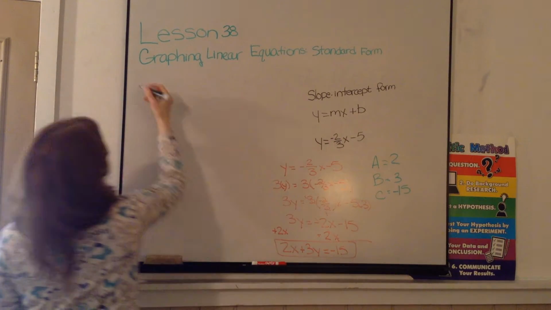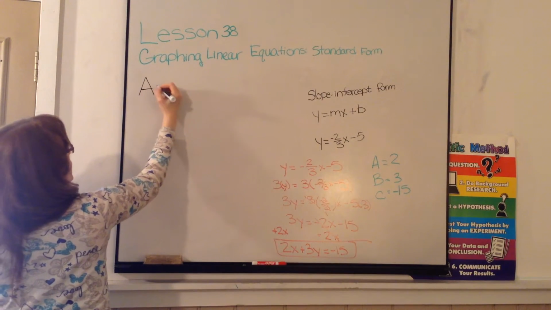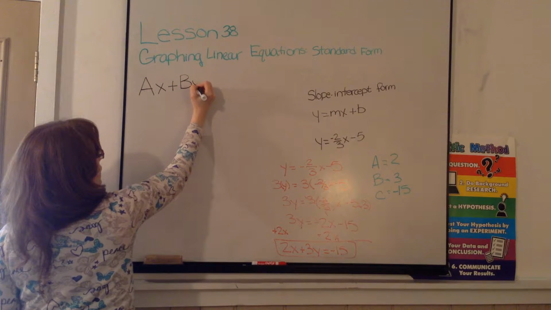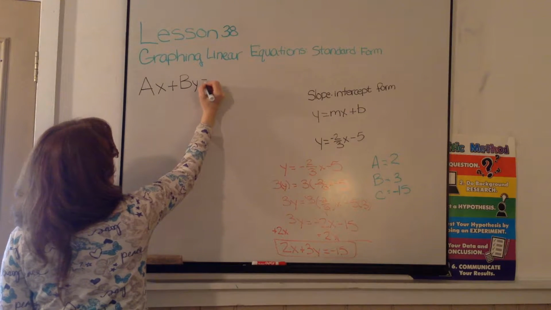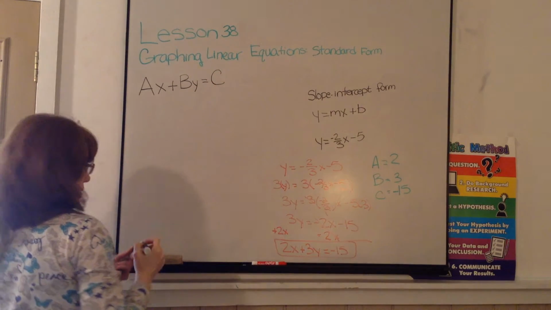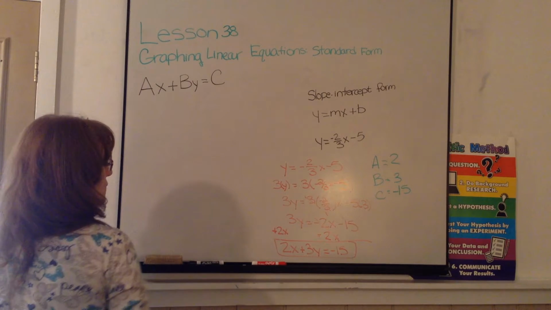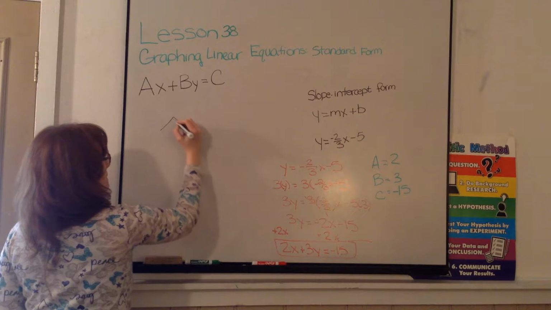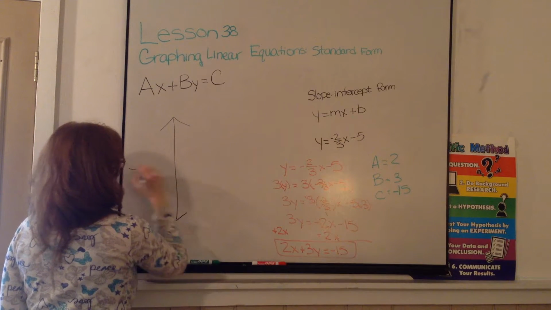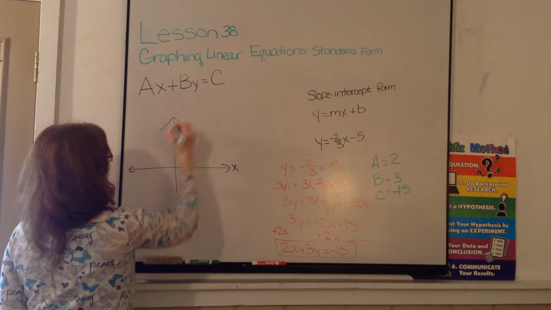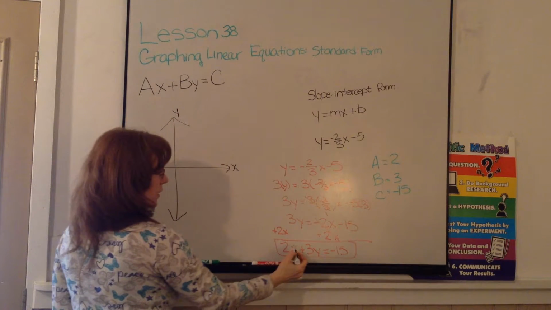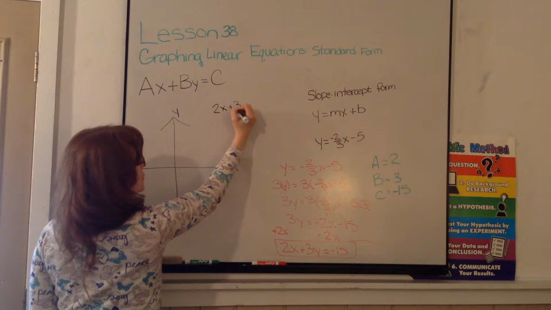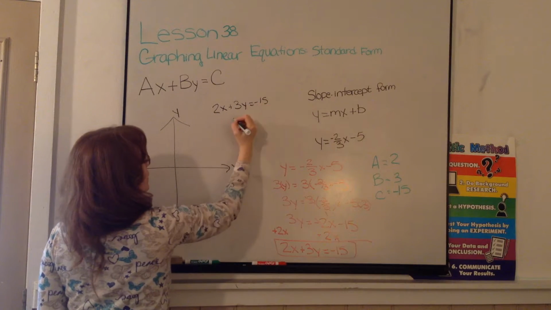And then I'm going to write this back up here because this is the standard form that we're working with. Some letter number times x plus some number times y equals c. Alright. So if I'm going to graph this, I can stick in a 0 for x, so I have 2x plus 3y equals negative 15.